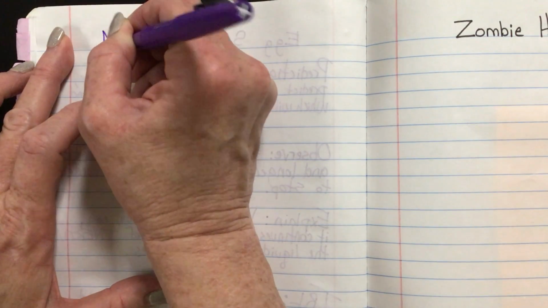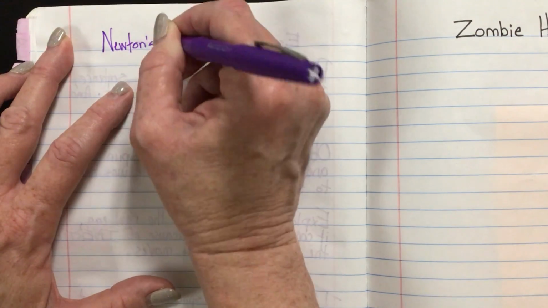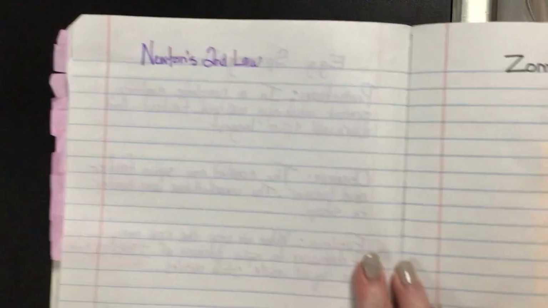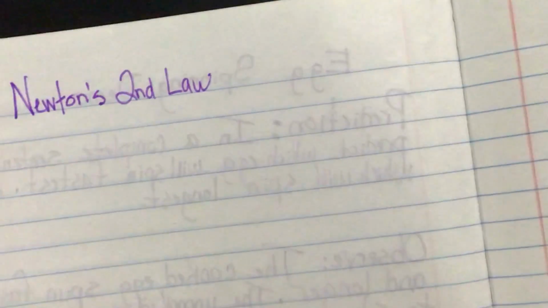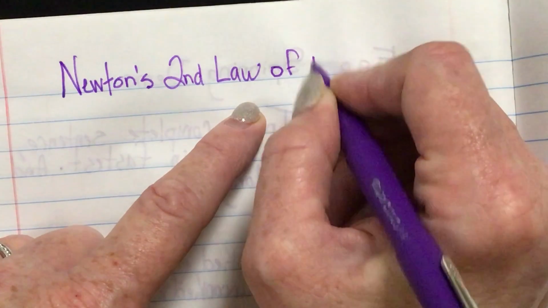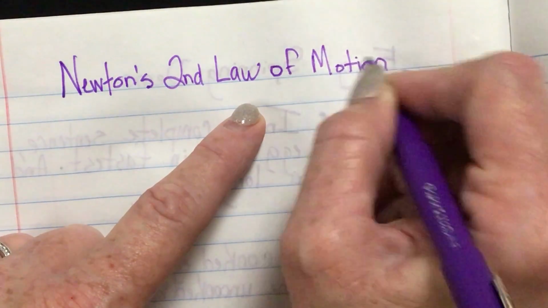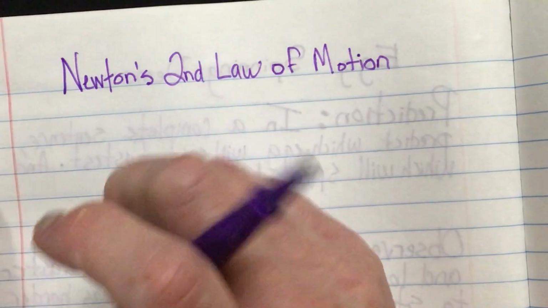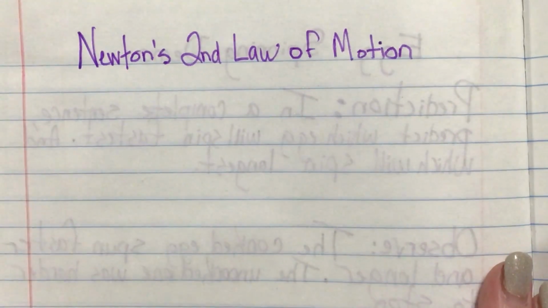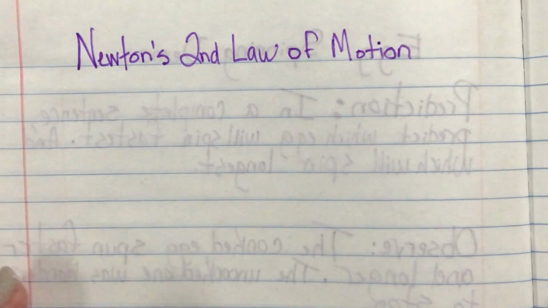Newton's second law of motion. He has 3 laws. Last week we talked about law 1, which is the law of what? Inertia. And inertia is just a state of being. Things continue to do what they're doing unless they're acted on by a force.